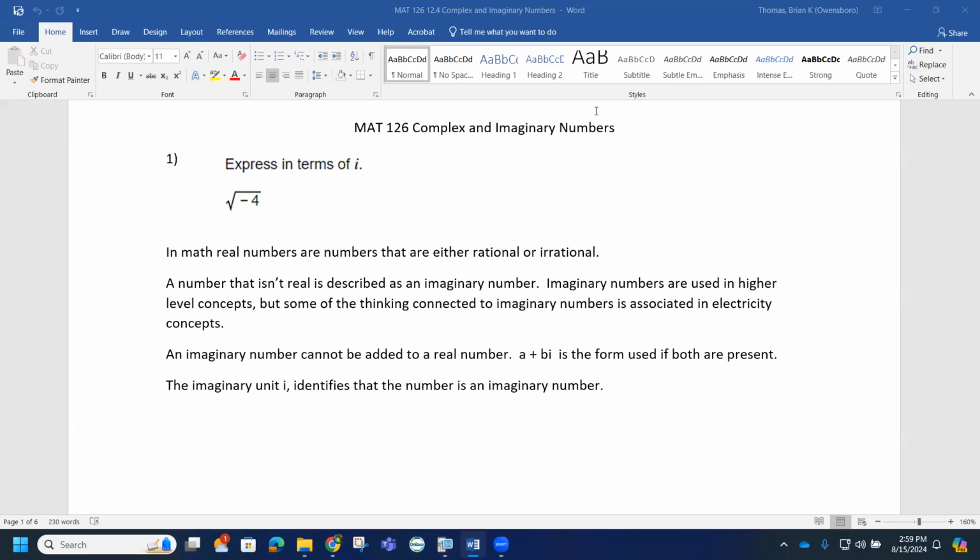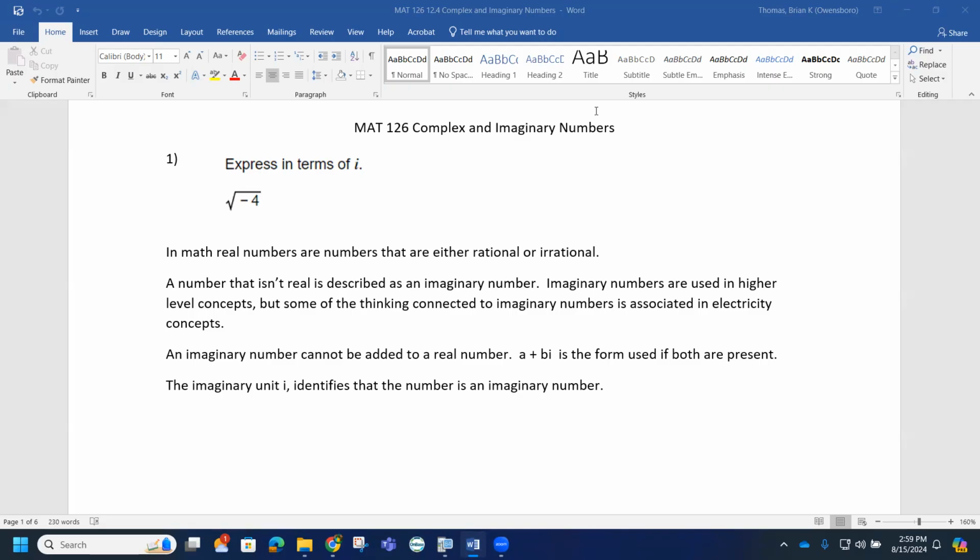So we're moving into 12.4, I believe. This is going to be complex numbers and imaginary numbers. You may have been exposed to this, maybe not. But question one says express in terms of i. So we have the square root of negative 4.